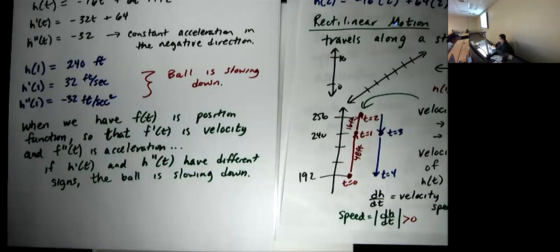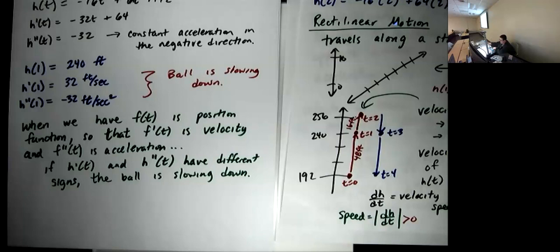Which order they change signs in doesn't matter. If h prime is negative and then h double prime is positive, it's still slowing down. In that example, where we're talking about height, if the velocity is negative, it means you're falling. But then you have acceleration going the opposite direction. It's like deploying a parachute, where you slow down. Or maybe like jet boosters, so that you land softly.